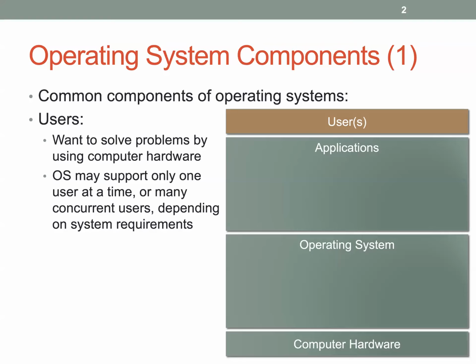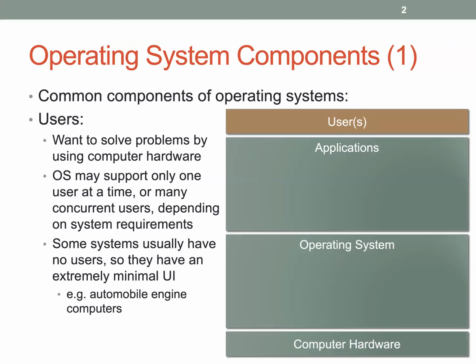Some operating systems only support one user at a time. I don't happen to have it right here on my desktop right now, but I have a cycling computer that has GPS built in, and it supports one user at a time because it's a cycling computer. I also have a Raspberry Pi on my desk, and that can support multiple users at a given time. So it really depends on the needs, whether or not you need to support multiple concurrent users.